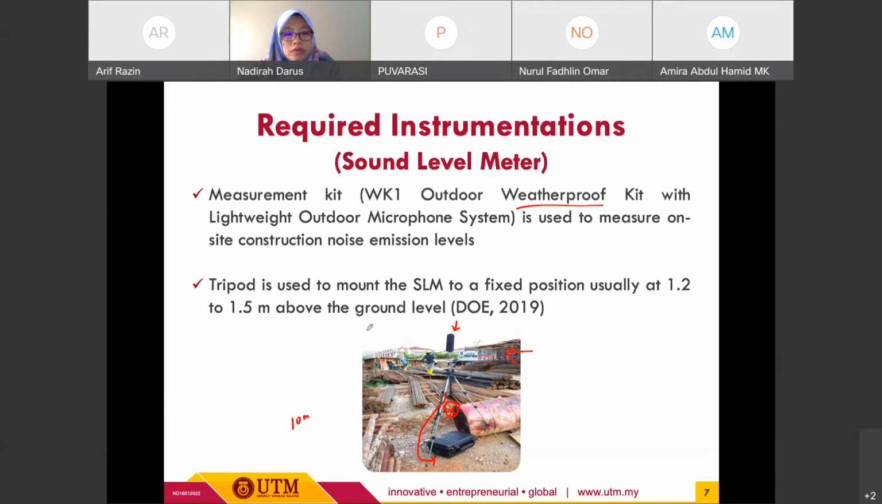Okay, so according to the guidelines by the DOE, kita punya setting microphone level to the ground level should be within this range lah, 1.2 to 1.5 meter above the ground level. Okay, so this is the best requirement as stated in the guidelines by the DOE.